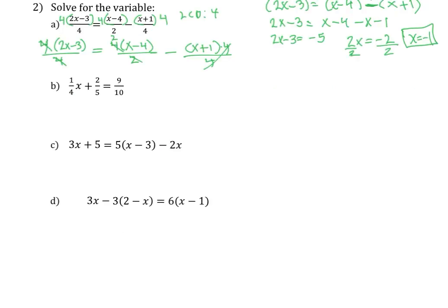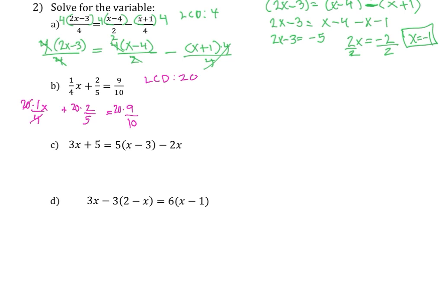All right, B, very similar. We have 4, 5, and 10 that we need to find the LCD of. So the LCD between 4 and 5 is 20. 10 is a factor of 20, so that means our LCD is, in fact, 20. So I'm just going to go through and multiply each term by 20. So I have 1/4 x times 20 plus 2/5 times 20 equals 9/10 times 20. And we'll reduce each one of those.